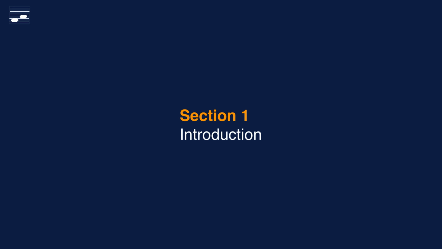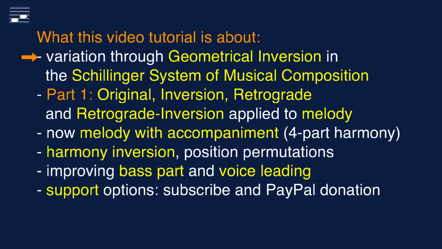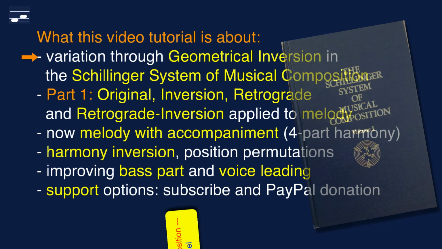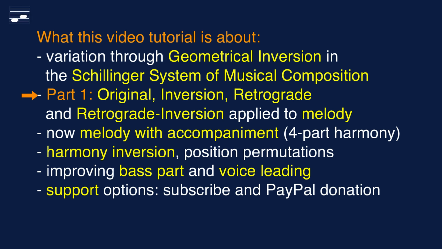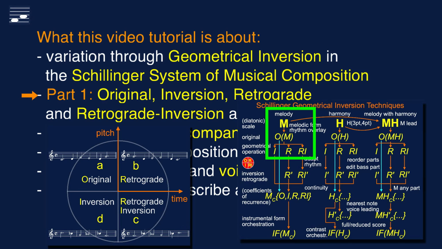The Schillinger System of Musical Composition context is discussed in part 1 in the series. The subject of this tutorial series is variation of music through geometrical inversion. In part 1 you saw the creation of longer melodic continuities using a combination of the original, retrograde and inversion forms. I used a diagram to illustrate the process steps.